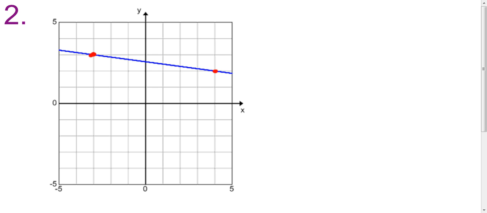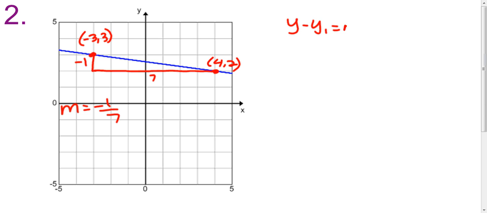I can see this is negative slope, and again I'll do rise over run. My rise means it falls 1, and my run is moving to the right, so it's positive 1, 2, 3, 4, 5, 6, 7. So my slope would be -1/7. I can see that this coordinate is the point (-3, 3), and this coordinate is the point (4, 2). Since I don't know exactly what my y-intercept is, the other equation I can use is the y minus y1 equation, because I do know one coordinate and I do know the slope.